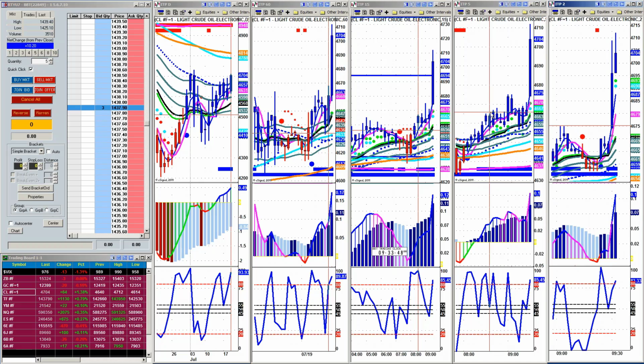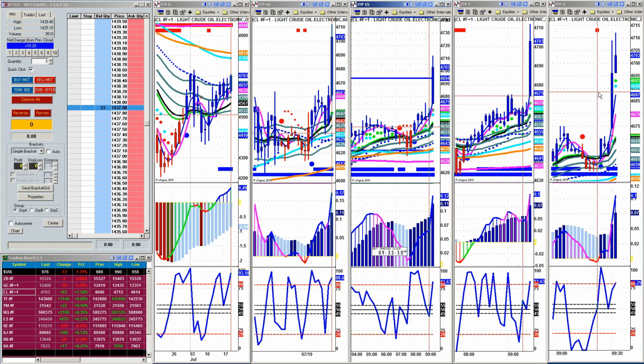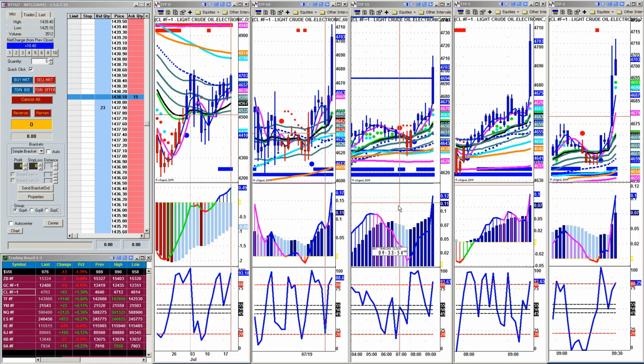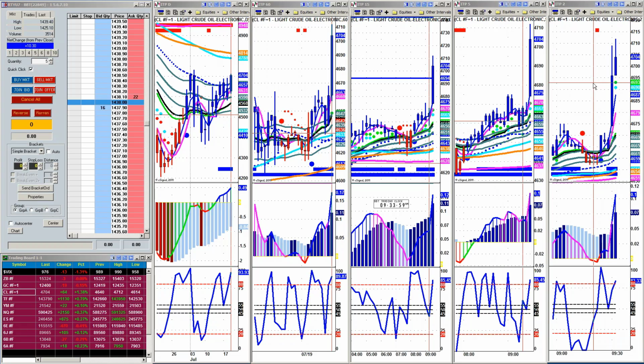All right, we're going to let that settle out for a few minutes, and then we're going to revisit crude oil. We usually wait about 15 minutes, and we'll see if we can hold that 47 area and turn that into a trading opportunity.